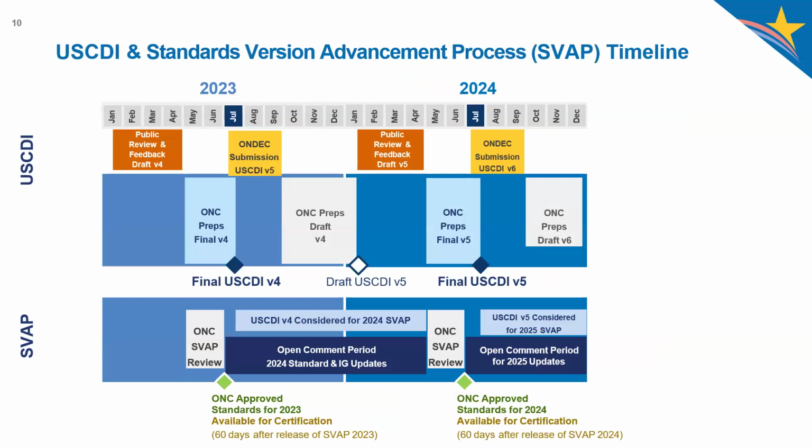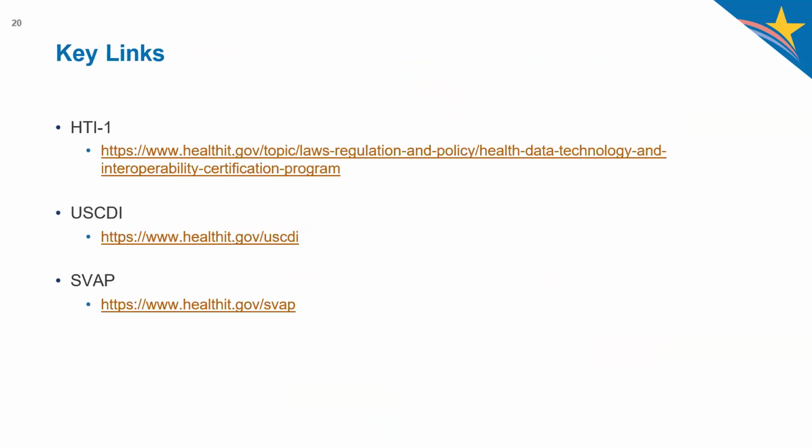So how does our USCDI update process and the SVAP timeline overlap and correspond? Here's a timeline that will take you from draft v4 all the way through the anticipated v6 and how those dates and periods overlap. For more information on these pieces that we talked about, you can find them at these links. And of course, we'll be providing a copy of these slides for everyone to access.